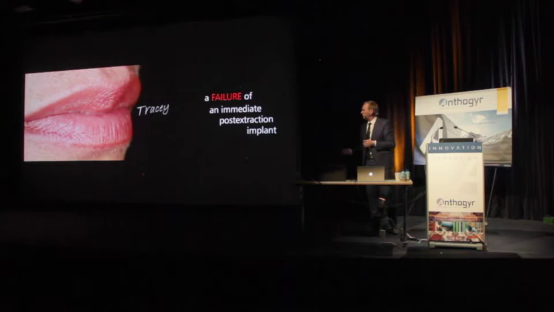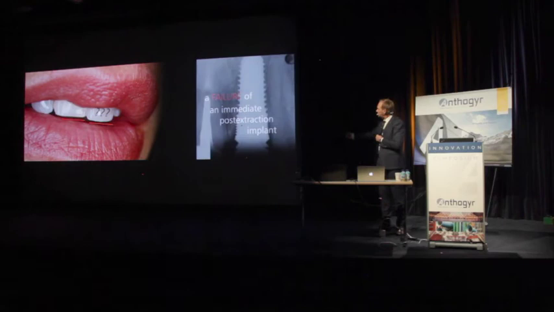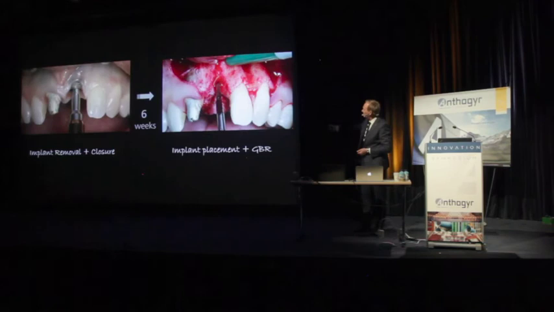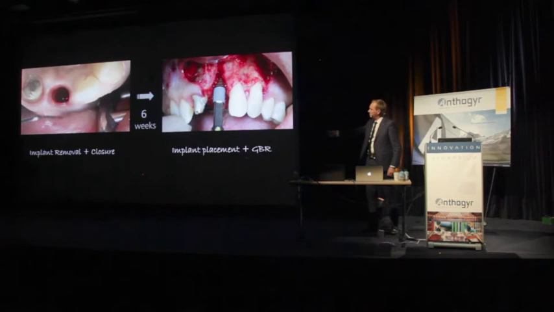And this was the patient sent to my clinic for retreatment. Her name was Tracy, a very nice lady from England. This is the implant, very big. Your right-hand side, 6 weeks later, placement of a new implant and the bone grafting at the same time. So the old implant goes out and you see no buccal bone, a big bone defect.